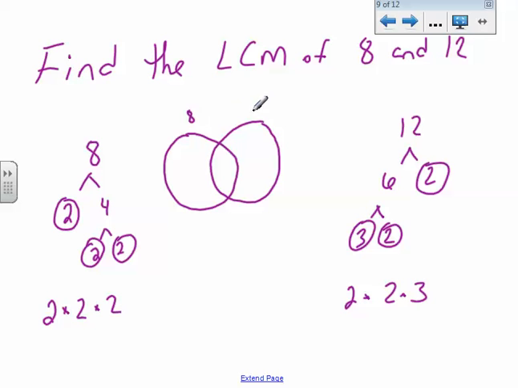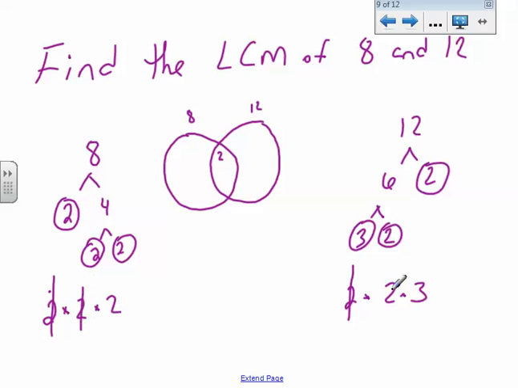Here's the 8, and here's the 12. Okay, so I look and I go, okay, do they have any common primes? Not common multiples. Do they have any common primes? And I look and I go, look, I see a 2 here and a 2 here. So since it's in common, I'm going to write it once right there in the middle.